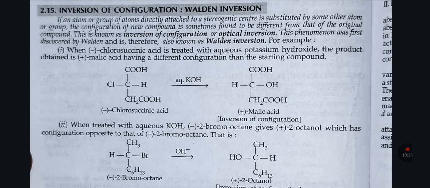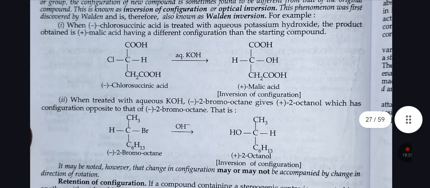For example, when minus chlorosuccinic acid is treated with aqueous potassium hydroxide, the product formed is plus malic acid, having a different configuration than the starting compound. Minus chlorosuccinic acid, when treated with aqueous KOH, will give plus malic acid.